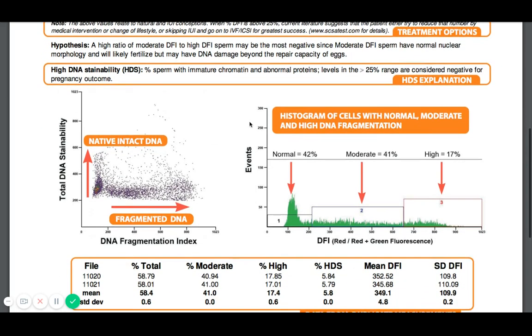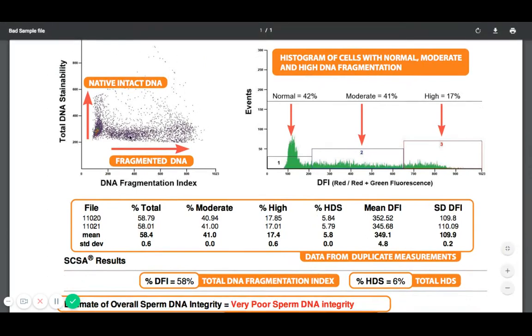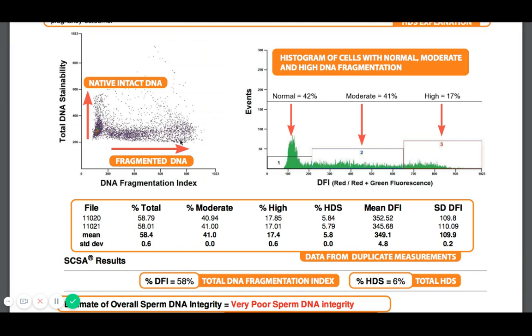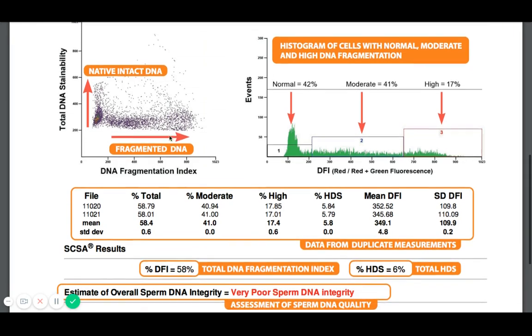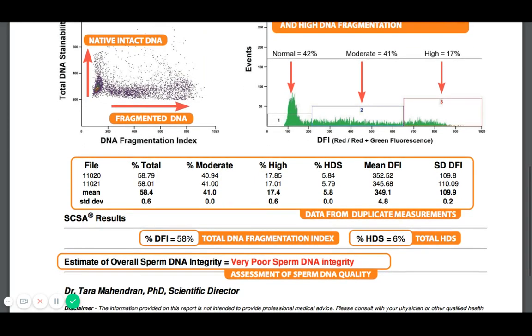We next come to the graphical representation of the test results. In the first graph, each dot represents a single sperm. Along the y-axis are cells containing native intact double-stranded DNA, and along the x-axis are cells containing fragmented DNA. As you can see in this sample, a small percentage of cells are present along the y-axis, while the majority of cells are present along the x-axis, indicating that this sample contains high levels of DNA fragmentation.